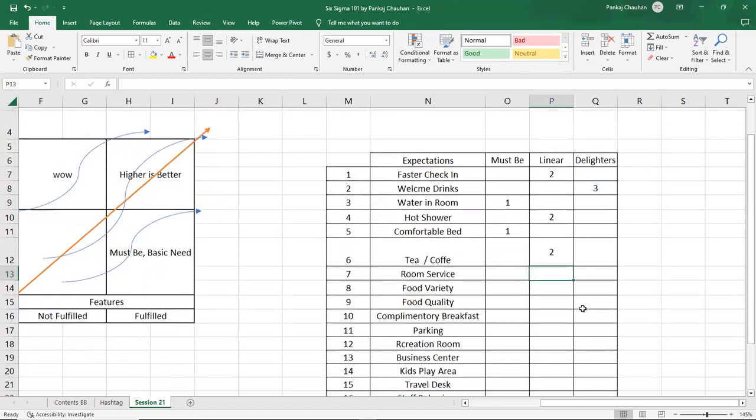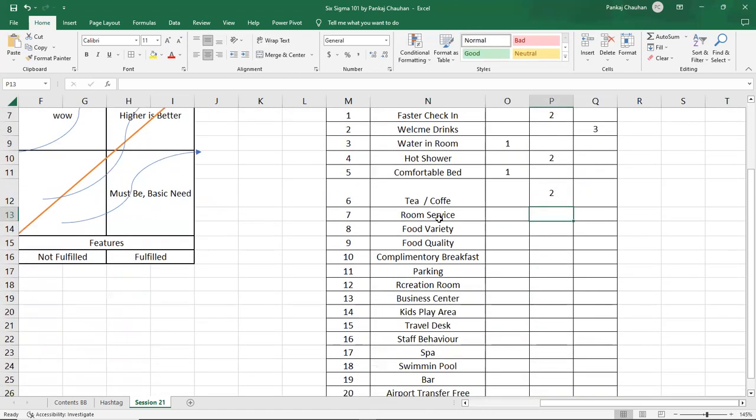These days, every customer would expect some kind of room service. So I will call room service a must-be requirement. Food variety, higher is better. Food quality has to be there because customer is paying. So then it's in the must-be. Complimentary breakfast, if you have more and more variety, more and more kind of continental breakfast, customer will be more happy. So linear.